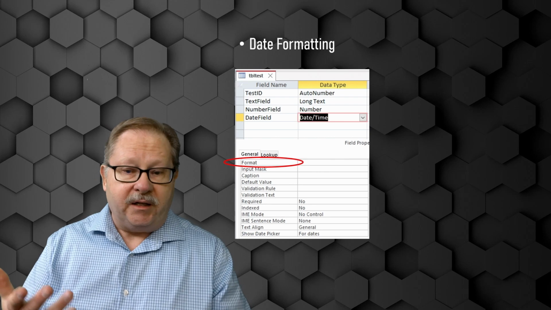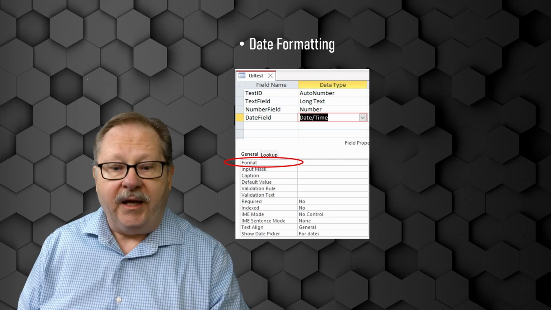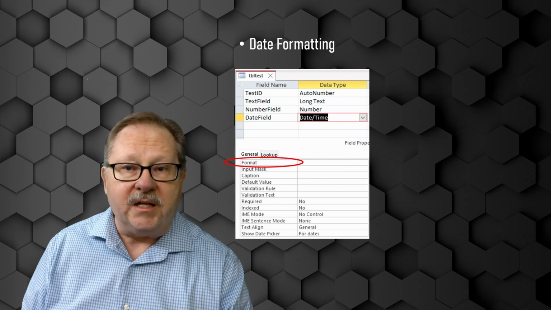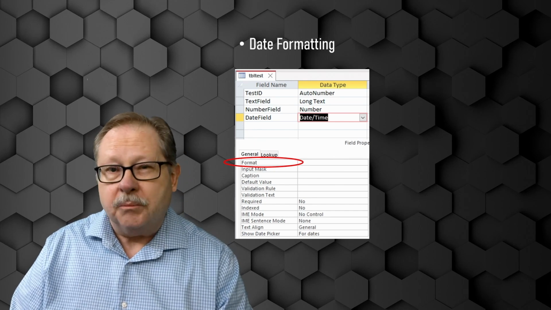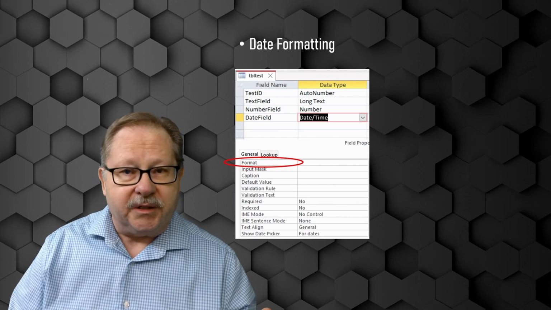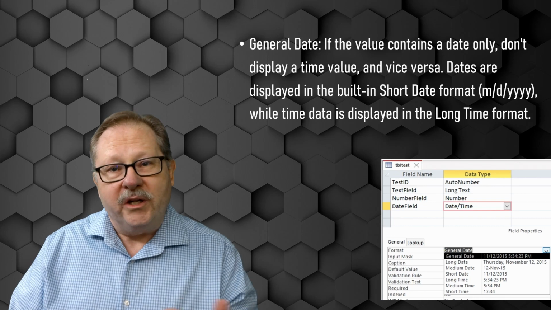Now, date formatting, you see I have a date time selected in the data type, and you format, in this case, is on the top of the list. So date formatting is a little peculiar. There's a lot of different elements to a date. So let's look at the different things.